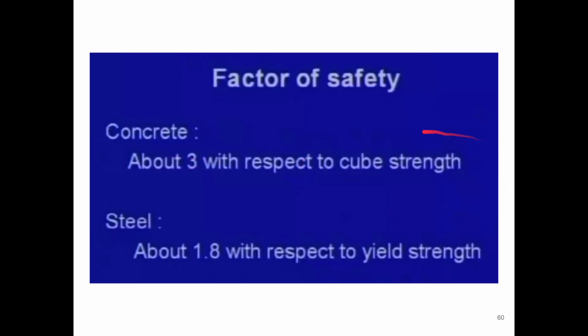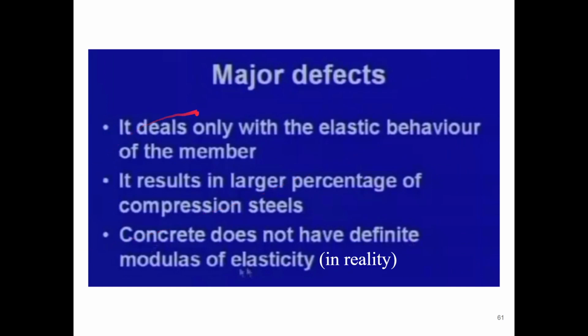If we are testing the compressive strength in a cube, the factor of safety will be taken as 3, and the factor of safety for steel will be taken as 1.8, with respect to the yield strength. So Fy is the value of importance here, and here is the Fck, or Fc. So 3 and 1.8 were the values considered for factor of safety in the working stress method.